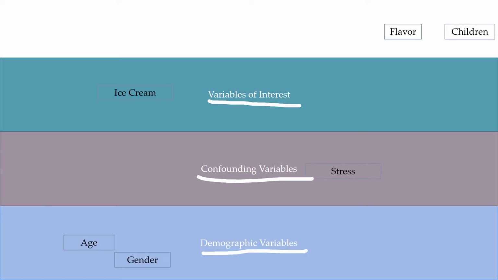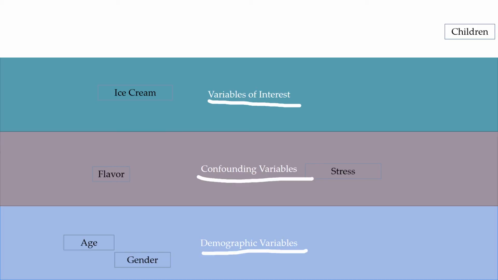Flavor. So the flavor of the ice cream might be a confounding variable because depending on what flavor the child gets might change their level of happiness. So maybe some ice creams are better for this than others, so you might want to control for that. That's a confounding variable. Last, we have children.